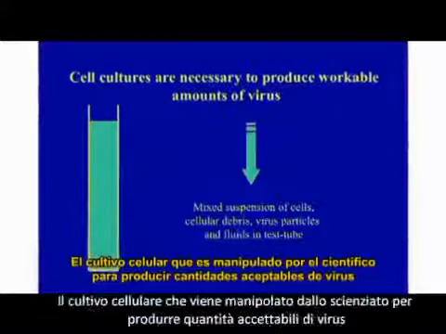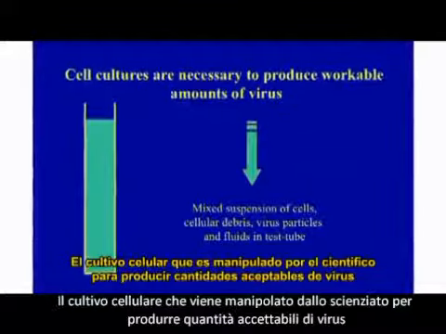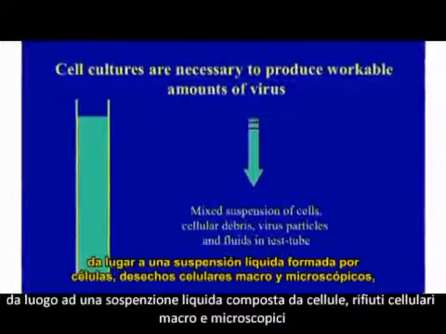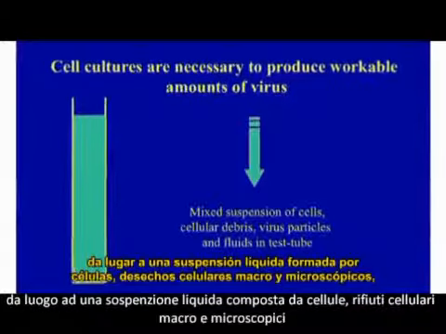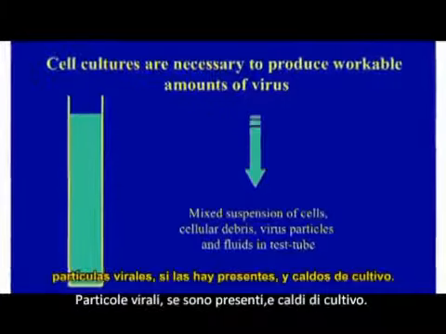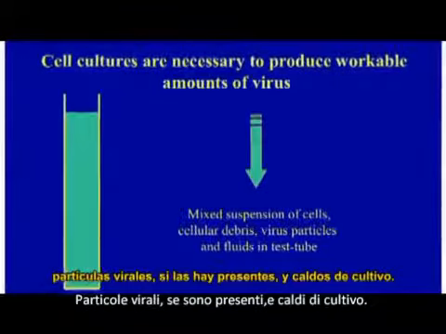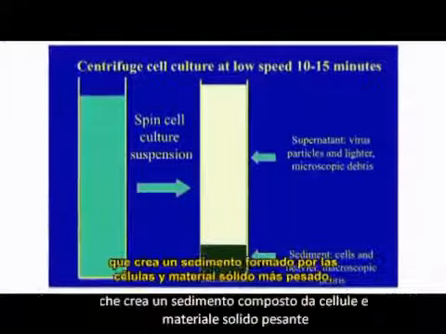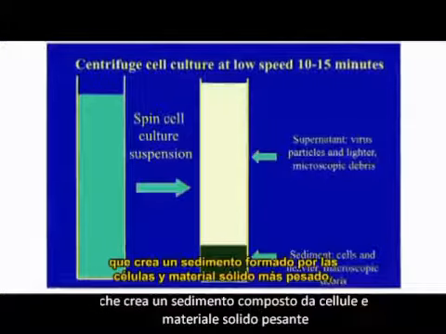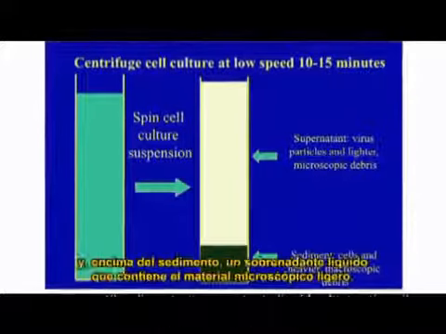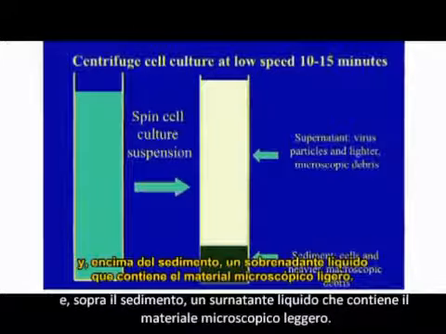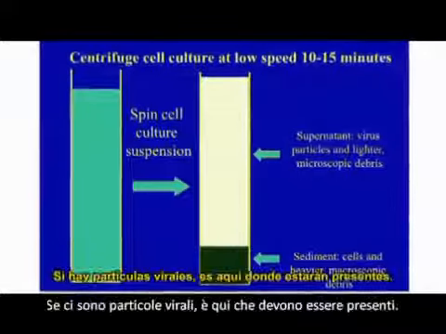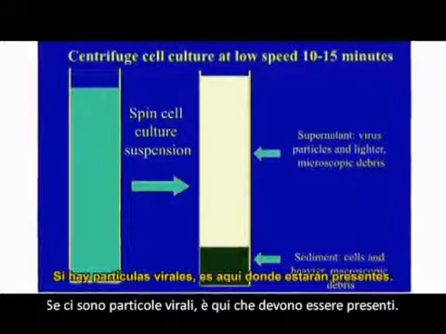The cell culture that is undertaken by the scientist to produce workable quantities of virus results in a liquid suspension made up of cells, macroscopic and microscopic cellular debris, virus particles if any are present, and culture fluids. This suspension is spun in a low-speed centrifuge which creates a sediment consisting of the cells and heavier solid material, and, above the sediment, a liquid supernatant containing the much lighter microscopic material. If retroviral particles are present, this is where they will be distributed.